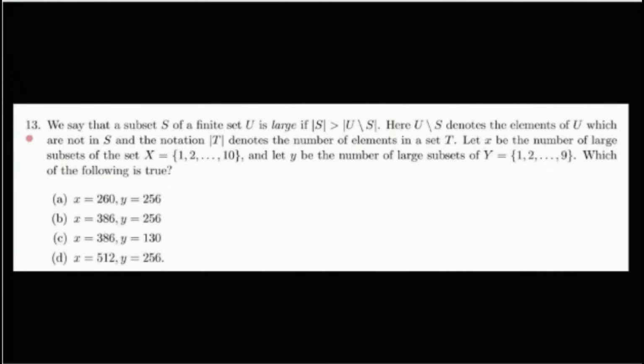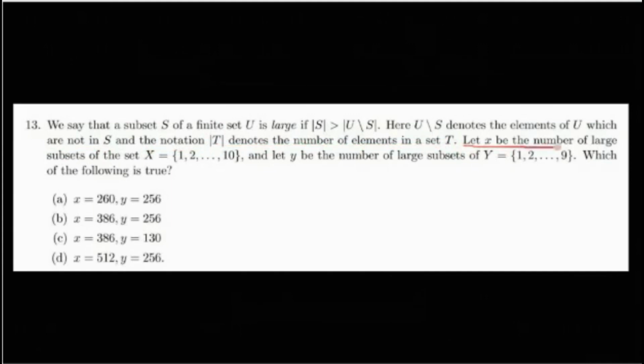The problem says that we say that a subset S of a finite set U is large if |S| is greater than |U \ S|. This is basically the difference, where U \ S denotes the elements of U which are not in S. And |T| denotes the number of elements in a set T.